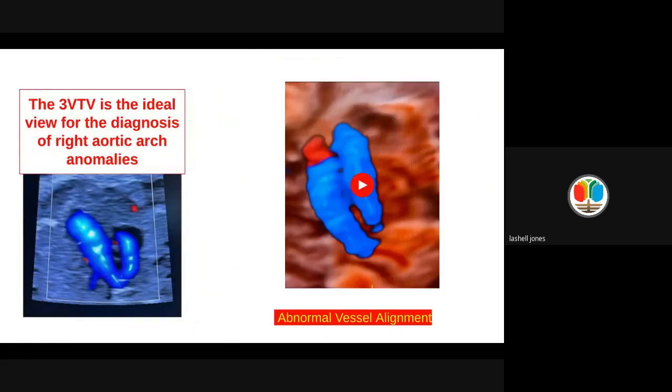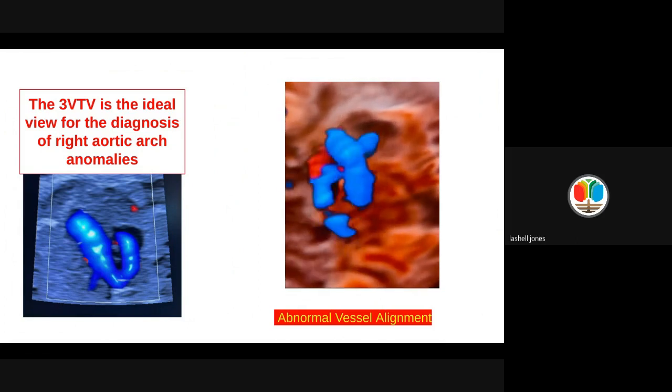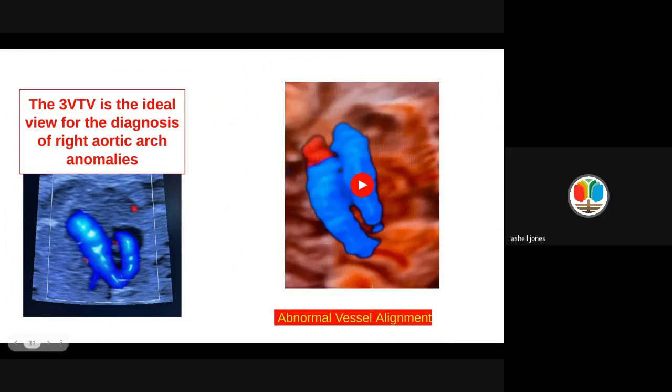All right. So the three vessel trachea view is the ideal view for the diagnosis of our aortic arch anomalies. Okay, and we're going to talk about the right aortic arch. Here is an example of that. Okay, so now we're getting into an abnormal vessel alignment. Okay, so let's go.